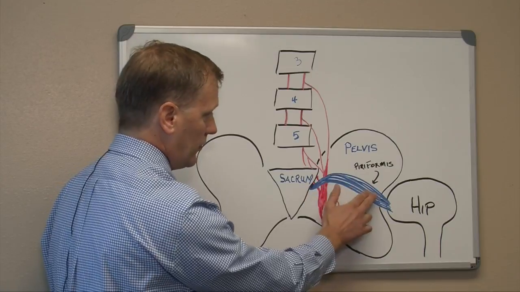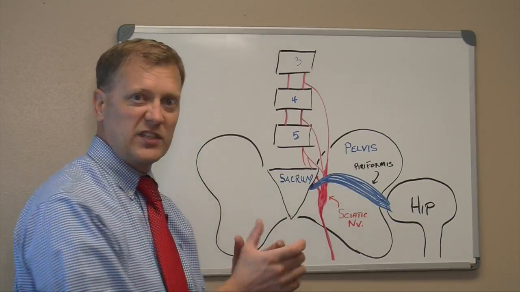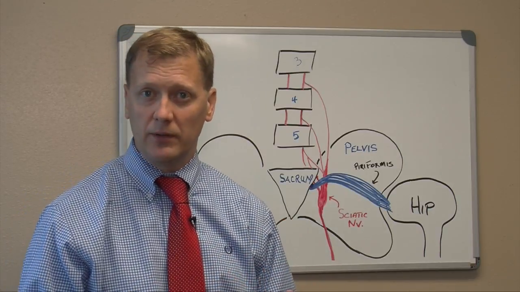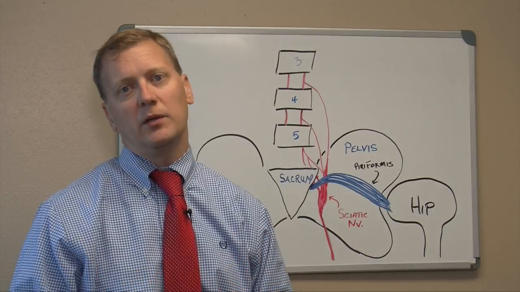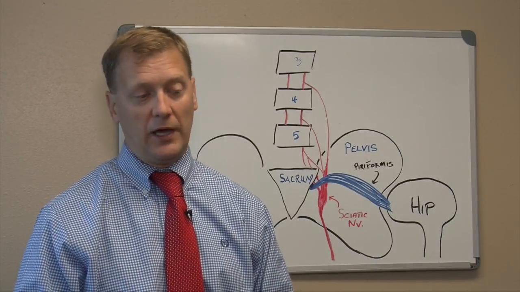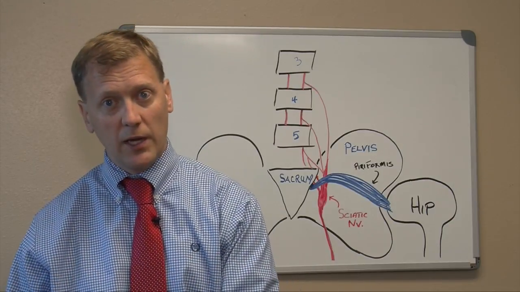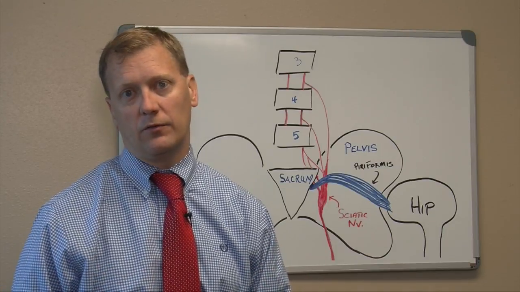The piriformis muscle attaches on the hip and it attaches on the sacrum. So if your sacrum gets tight, the piriformis could go into spasm, or if your hip gets tight, the piriformis can go into spasm. So in therapy, we will evaluate all of that. We'll evaluate whether or not your sacrum is moving right. We'll evaluate if your hip is moving right. And then we can direct our treatment directly at that piriformis.